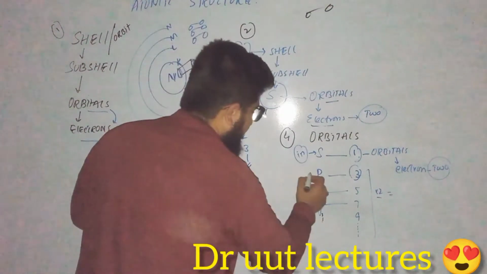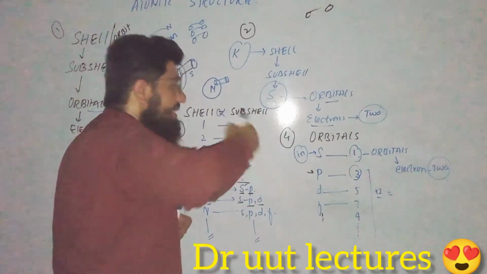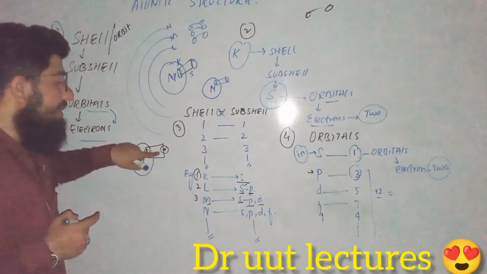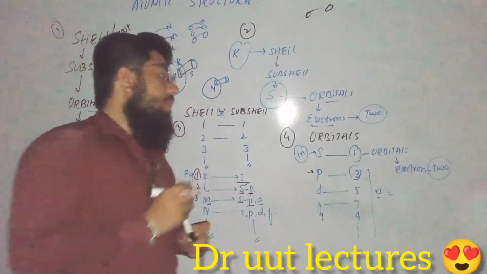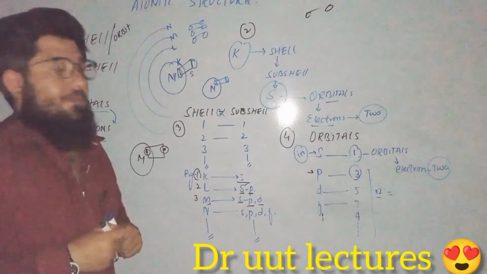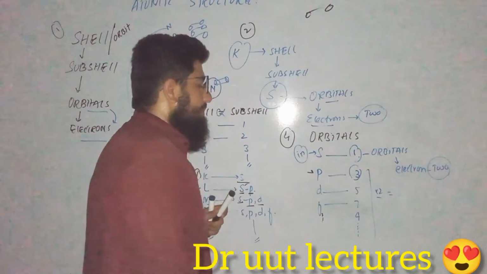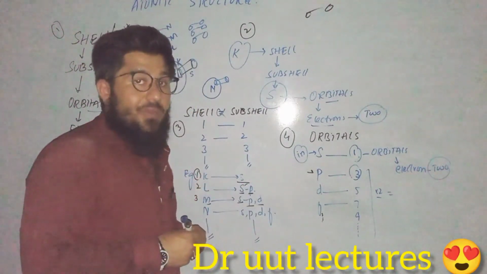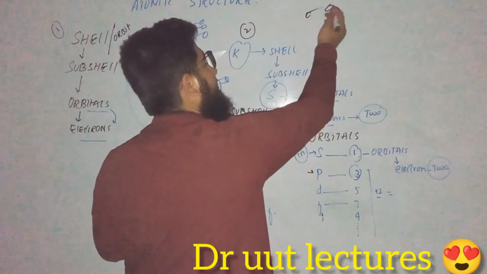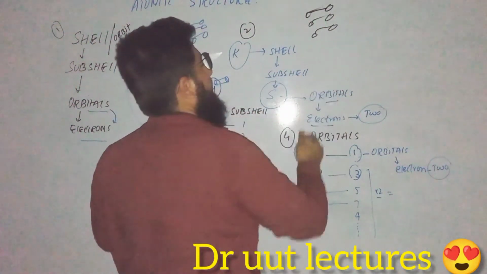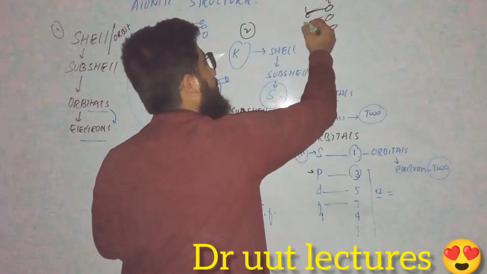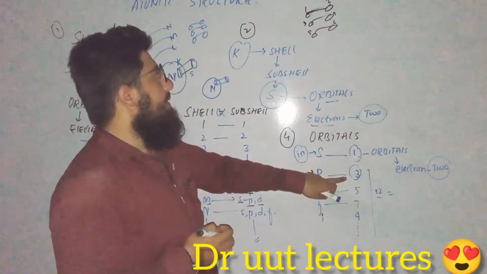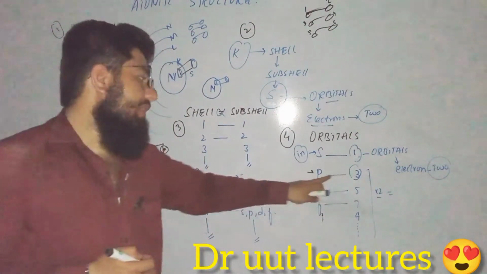The next one is the P subshell. First of all we have nucleus, shell, then subshell. If the subshell is P, how many orbitals and how many electrons will be there? Simple. P is the second subshell, and it must have 3 orbitals. Number 1, 2, 3. In each we will have electrons, 1, 2, 3, 4, 5, 6. So if there are 3 orbitals, there are 6 electrons in the P subshell.